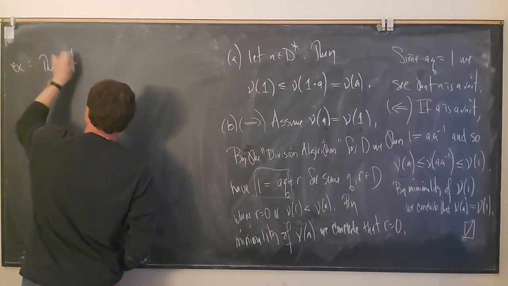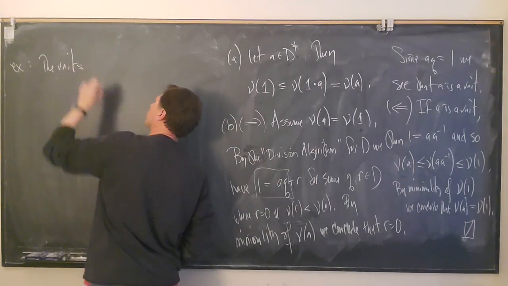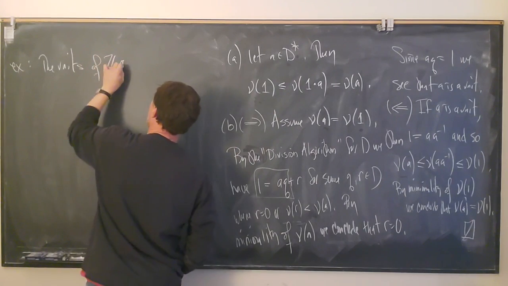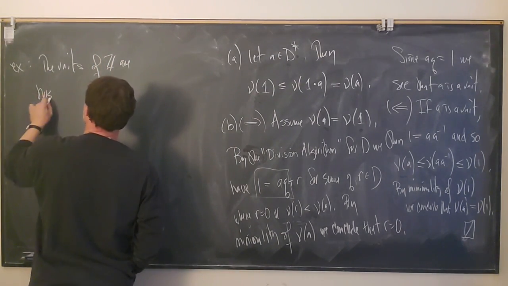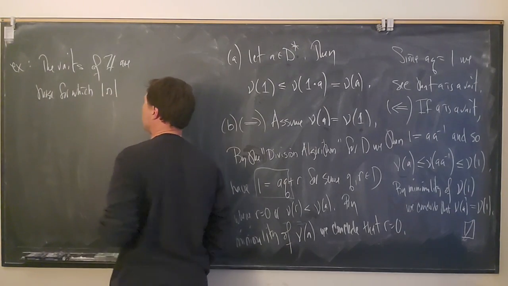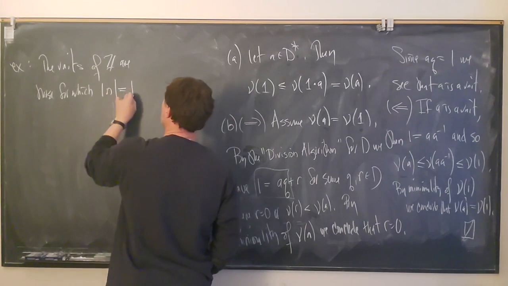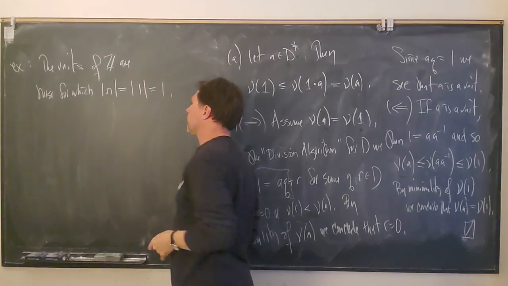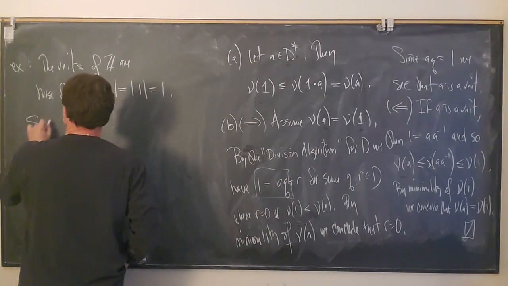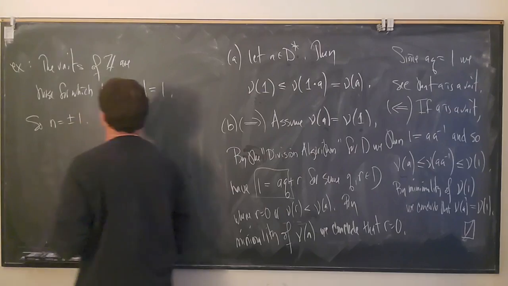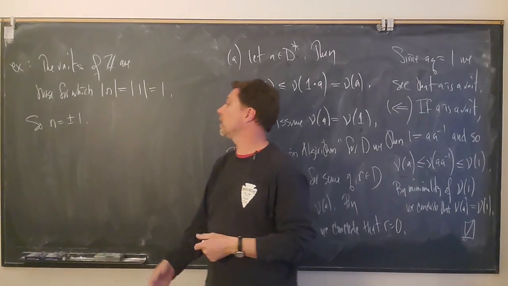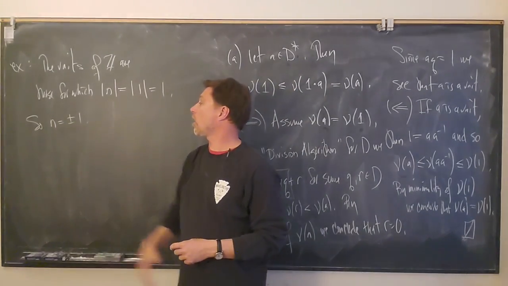Well, we have exactly 3 examples of Euclidean domains, right? So the units of Z are those for which the absolute value of n is equal to the absolute value of 1, which equals 1. Well, in Z, that tells us that n equals plus or minus 1. The units of Z, we already knew this, of course, but now we've got a nice proof using Euclidean norms, right? The units of Z are exactly plus and minus 1.